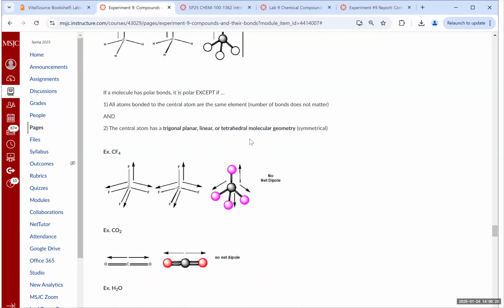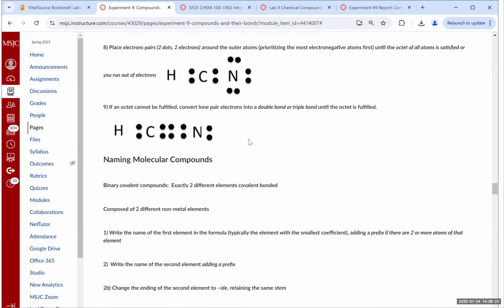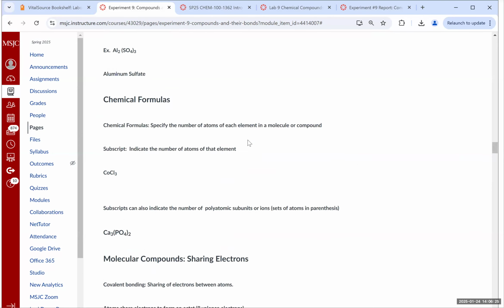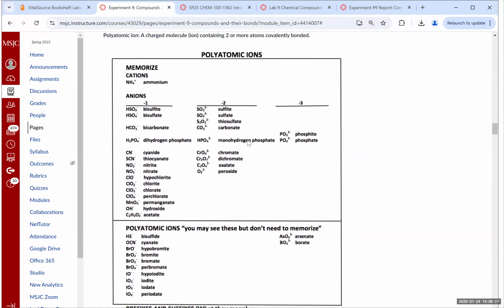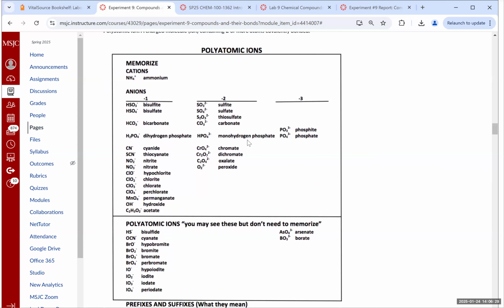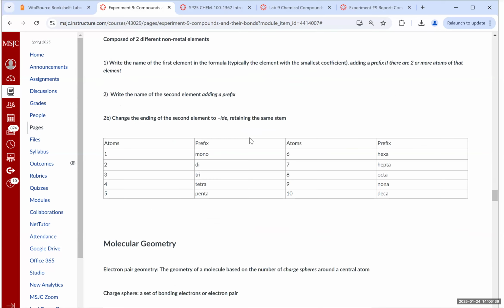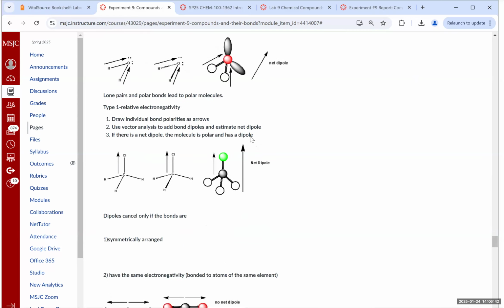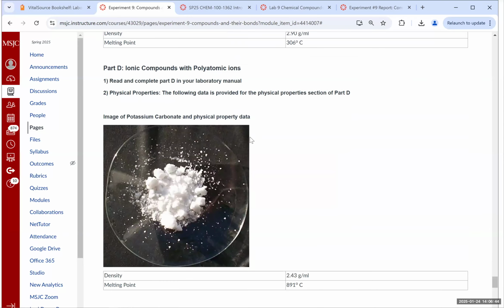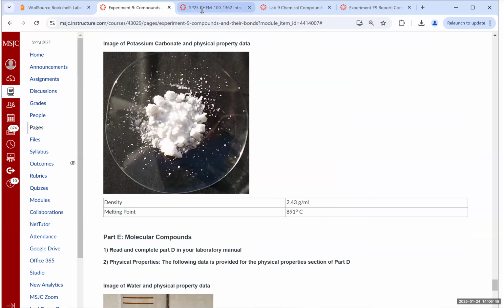So, in that theory section, there has been provided a table of polyatomic ions. I would encourage you to reference this table as it has pretty much all the polyatomic ions we're going to deal with in this course. Okay, now that we know where to find the critical pieces of information that we need, let's continue on and let's work through this part.